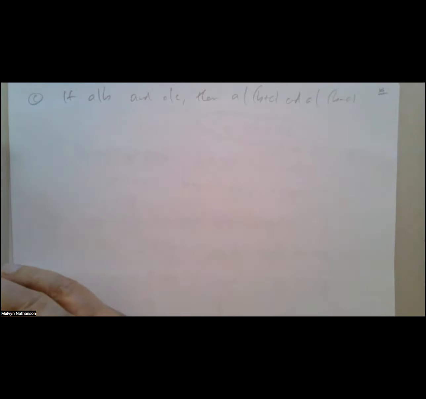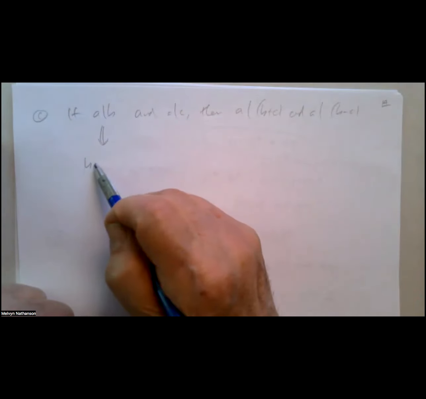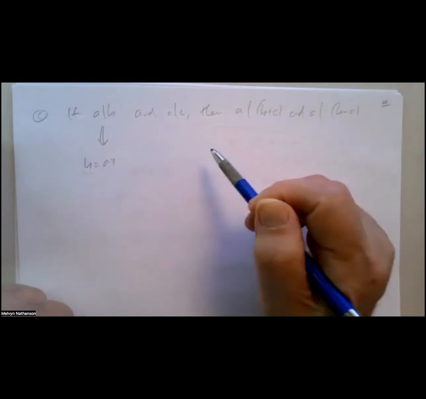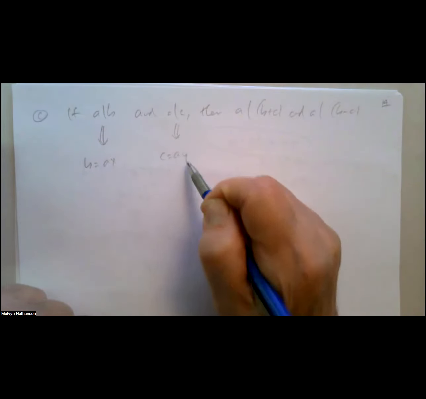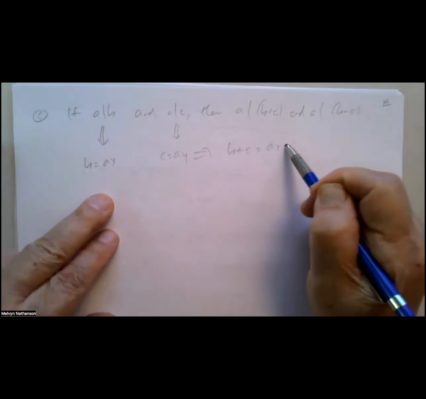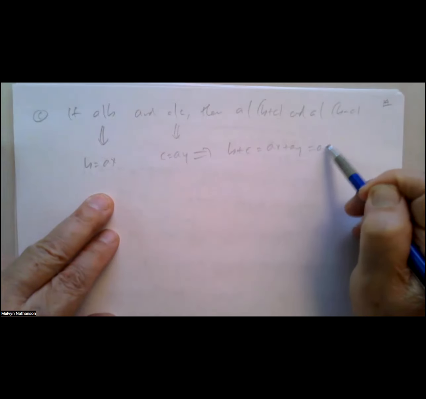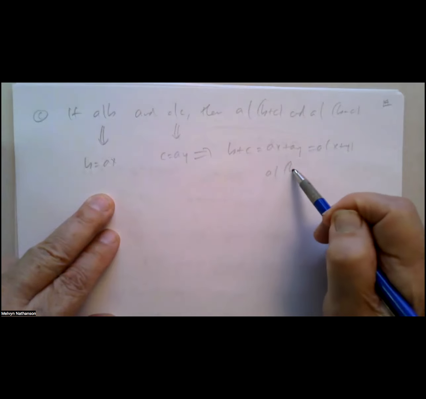And again, all of these proofs have to be elementary. A divides B means B is AX for some X. A divides C means C is AY for some Y. So B plus C is AX plus AY, or A times X plus Y, which means A divides B plus C.